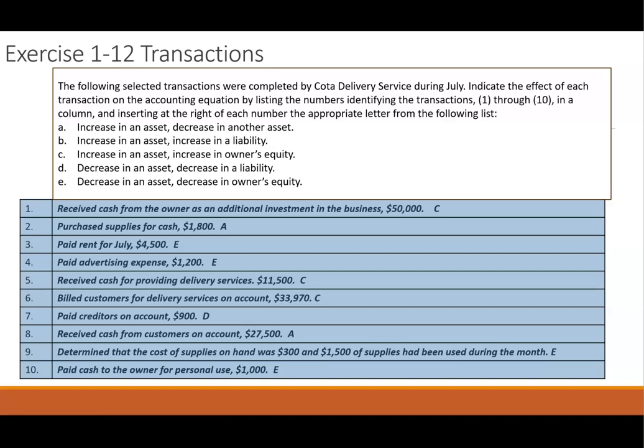Then we paid cash to the owner for personal use. That would also be E. Our cash goes down for $1,000 and our owner's equity goes down as a drawing for $1,000.